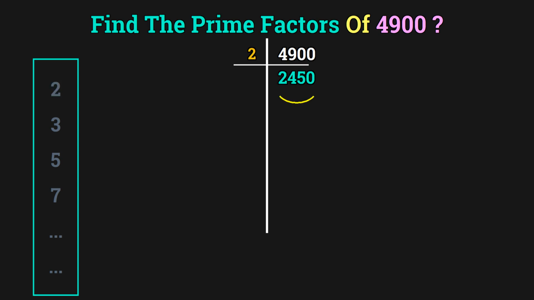Dividing 2450 by 2, which equals 1225. So 2450 divided by 2 equals 1225.